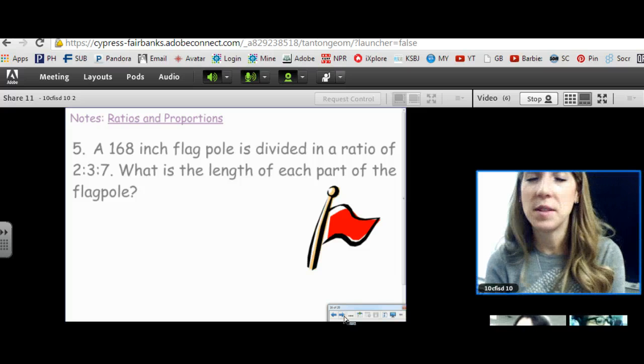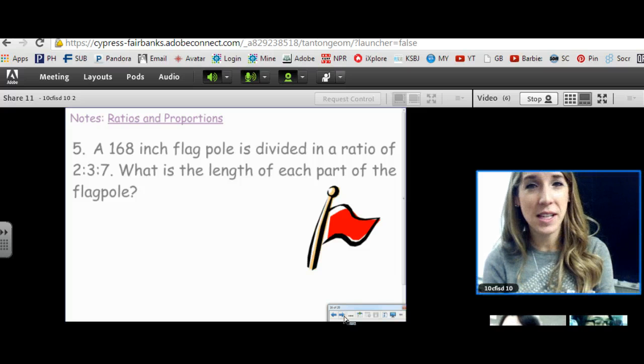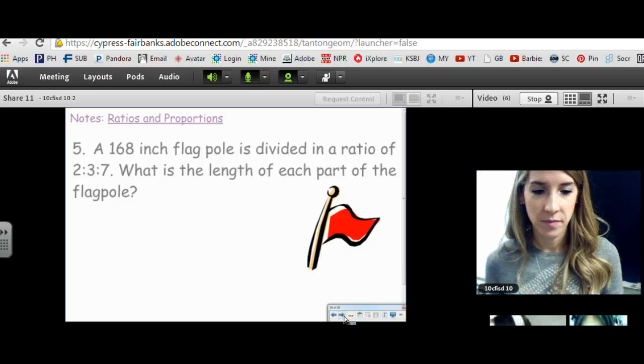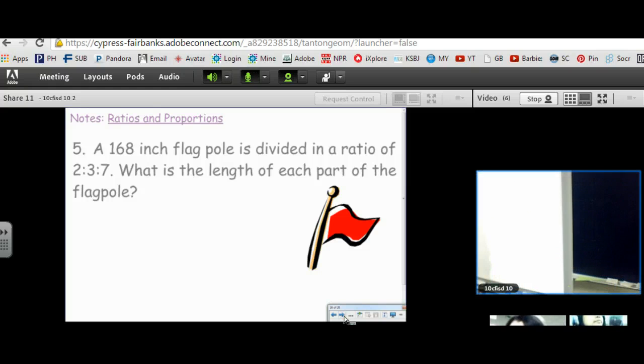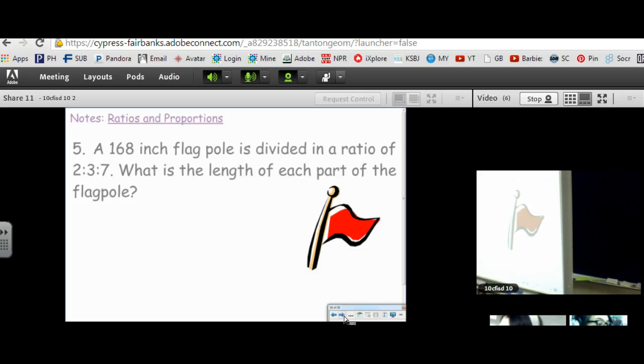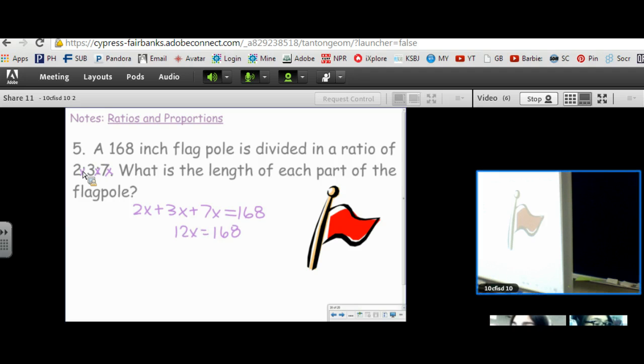So you remember these ratio problems. They come up a lot and y'all seem to forget what to do sometimes, but it's really not that bad. Every time you see a ratio like that, you're literally just attaching an x to each one. So 2x plus 3x plus 7x equals 168. What do we have? 12x. So 168 divided by 12.